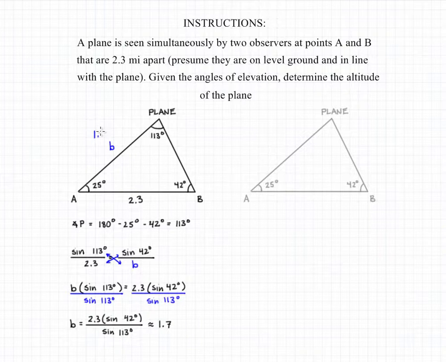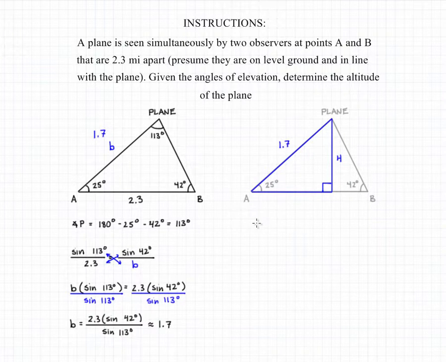So once we know the value of that side of the triangle, we can add it to the second diagram, which is a mirror image of our first, but we're going to use it to draw in another triangle because what we're trying to actually determine is the altitude of the plane. So if we draw a height line or an altitude line, we can come up with a right triangle that now includes that side that we just determined.